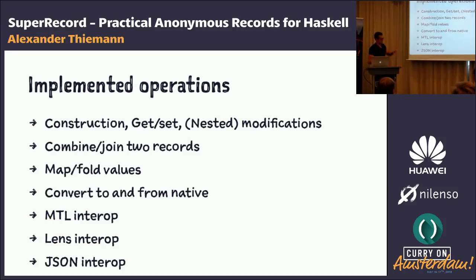So we've implemented a lot of operations. I'm not going to run through all of them, but just a short list. We looked at construction. There's get, there's set. There's also modifications, so it's a little bit like a lens-like DSL that you can use there. You can combine two records, so you can say left record plus right record, and then you get a new record that has both combined. You can map or fold over values in the record. You can convert to and from native. I showed the to part; the from part is also possible. There's some interop with MTL, so if you're in a reader monad, then there's some nicer syntax, so you can directly read from the record that's in the reader environment. What's also cool is you can generate lenses for your field accessors, and obviously there's JSON interoperation that comes out of the box here.